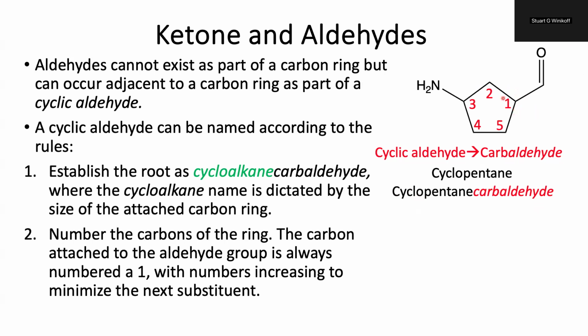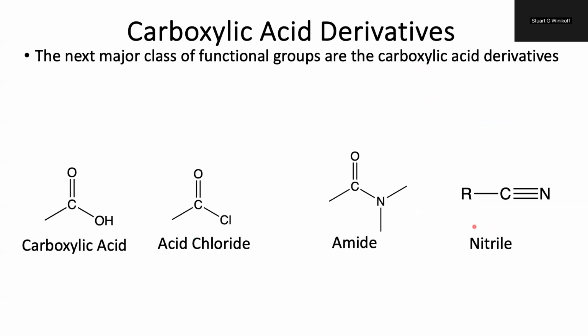Now, when numbering this, again, that 1 position is going to go to the aldehyde, and then I need to minimize the position of my amino group, so at that 3 position. And because, again, I have an amine as the non-priority functional group, this means it gets used as a prefix, and again, is amino instead of amine. So this would be a 3-amino cyclopentane carbaldehyde. All right.